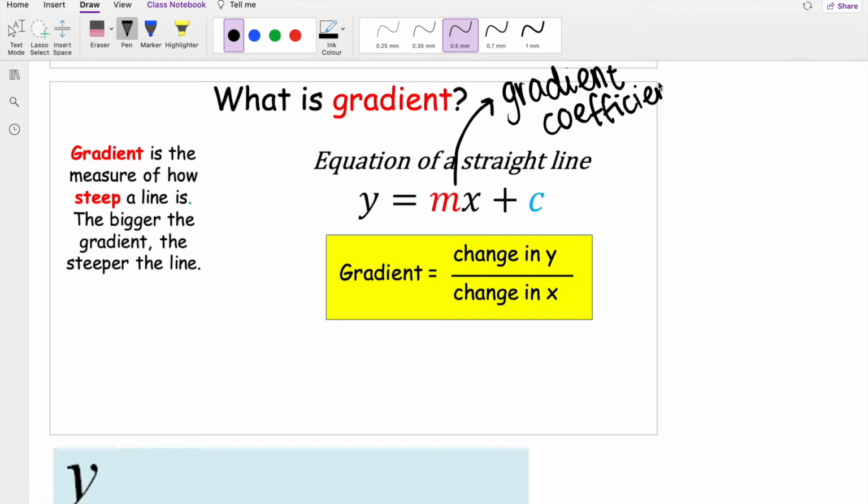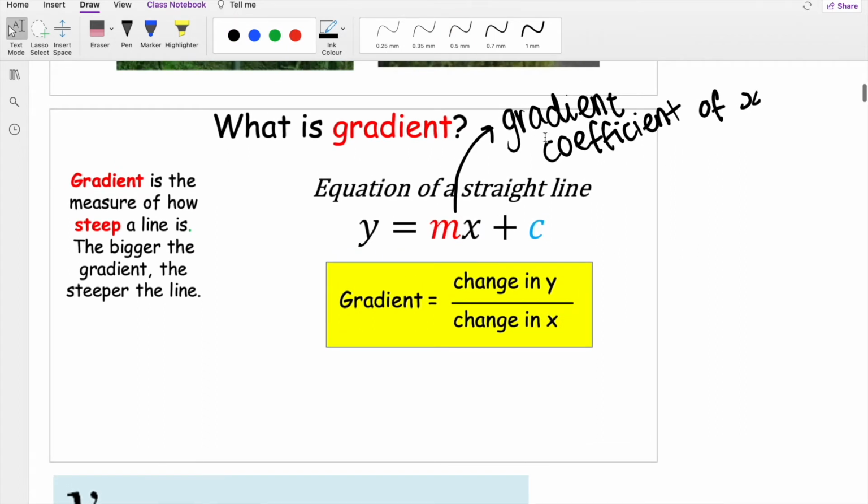Now, the coefficient is the number in front of that letter. So the number in front of the x is the coefficient of x, and that tells the gradient of the line. And the c in the end is the y-intercept, so where it crosses the y-axis.